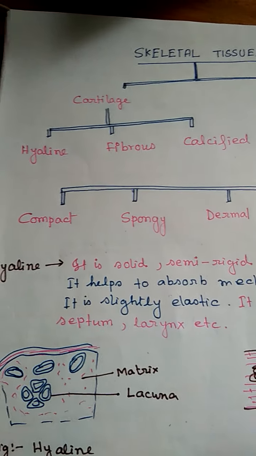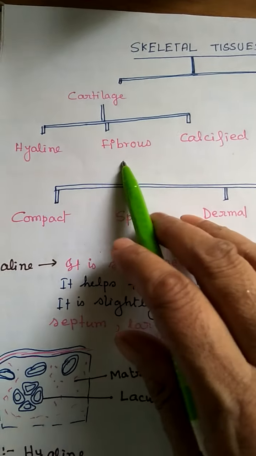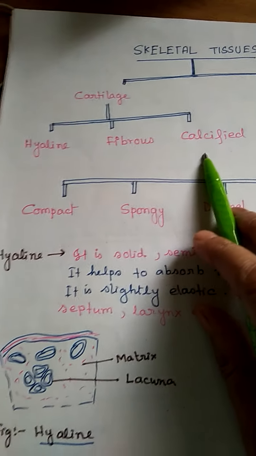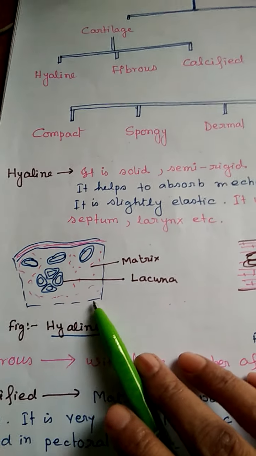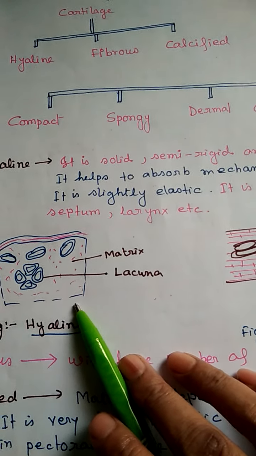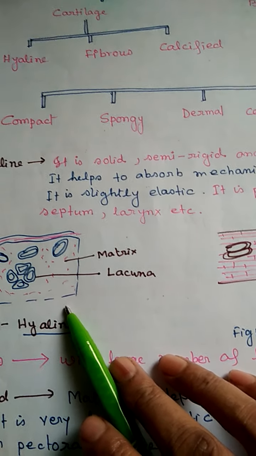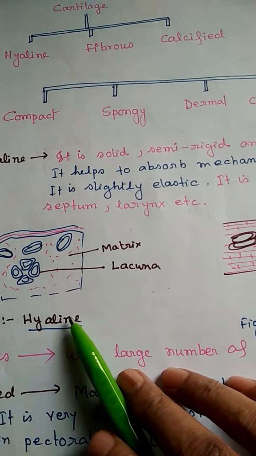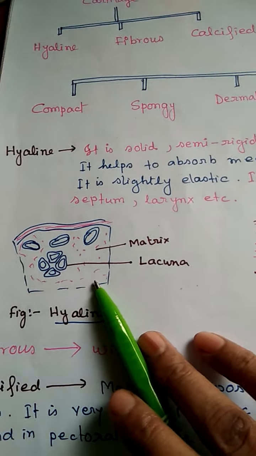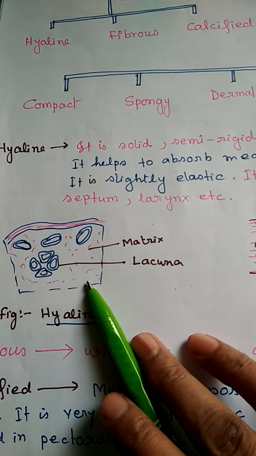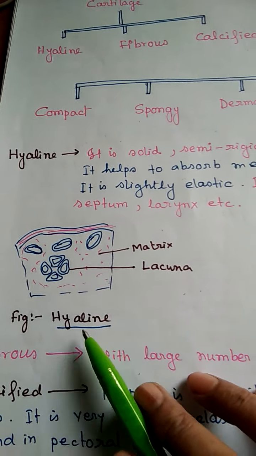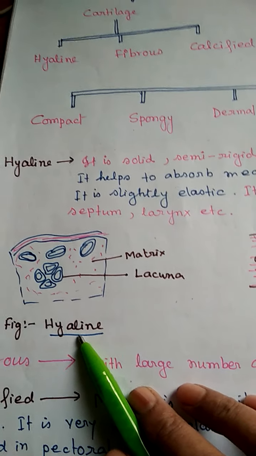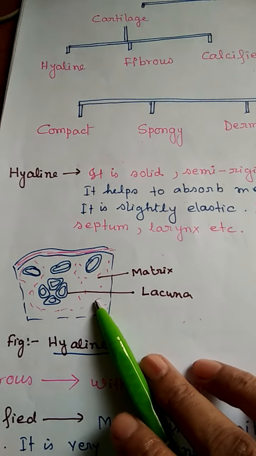Now, let me explain about the hyaline, fibrous, and calcified tissue. In case of the hyaline tissue, it is solid and semi-solid but flexible. It helps to absorb mechanical shock and it is slightly elastic. It is present in the nasal septum, larynx, etc. So this one is hyaline.